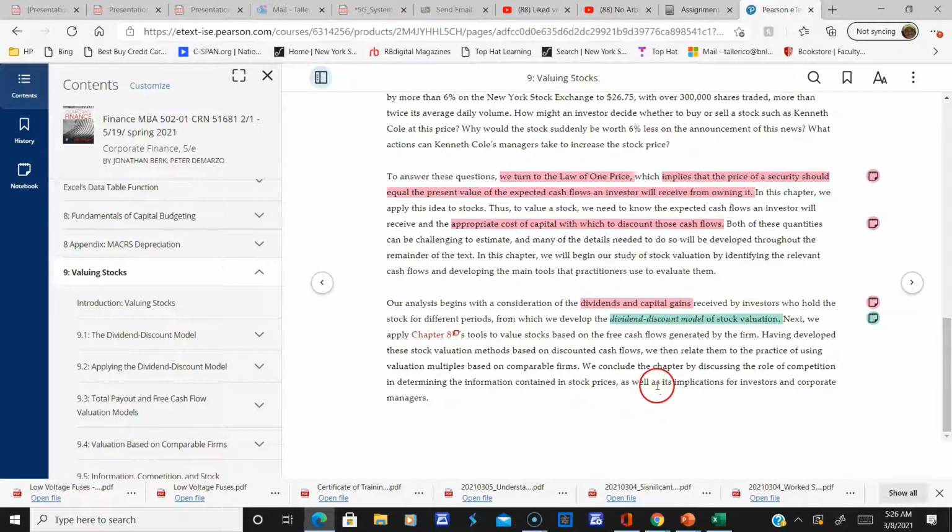So we're going to look at how stock prices vary over time with different cash flows and how they affect us all.